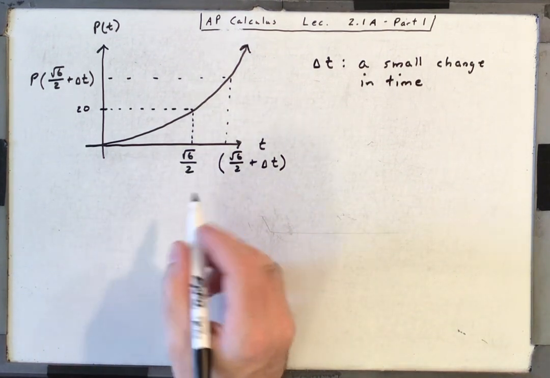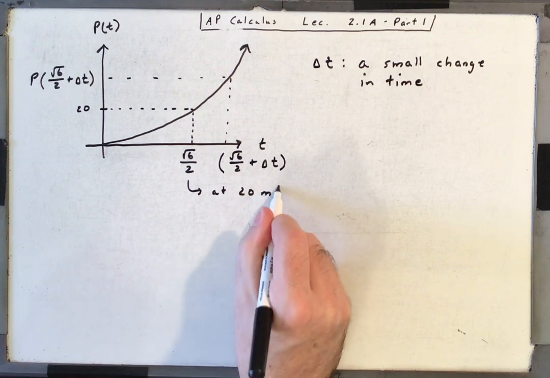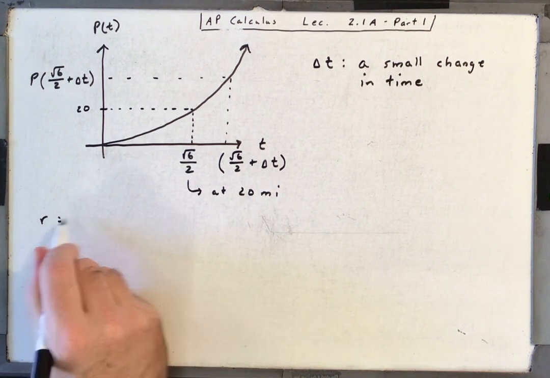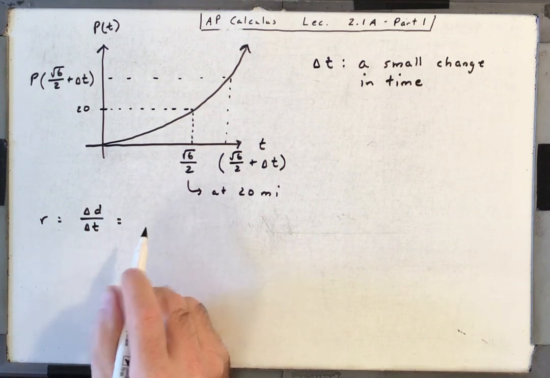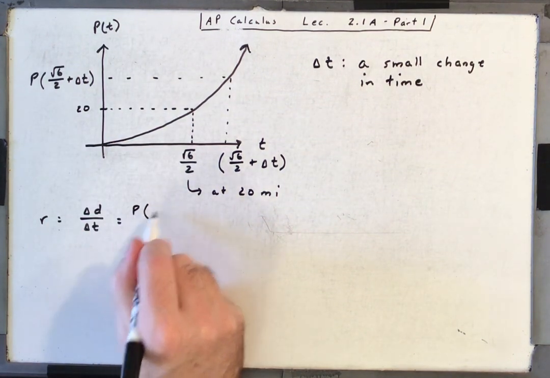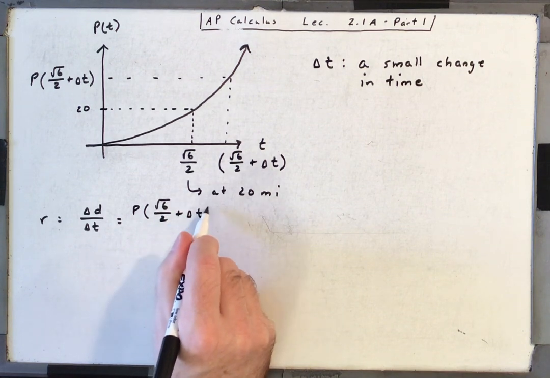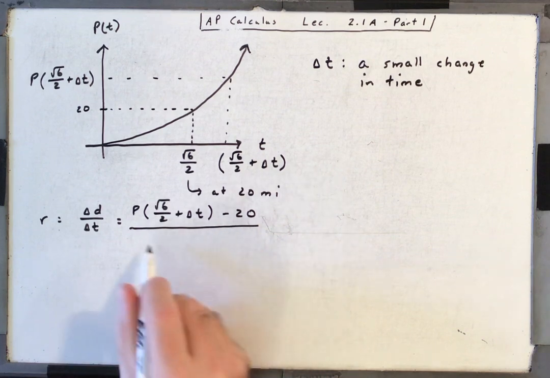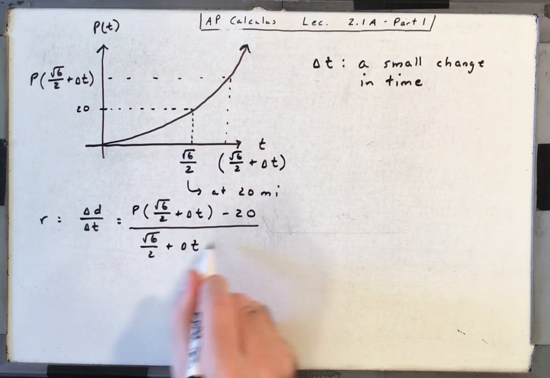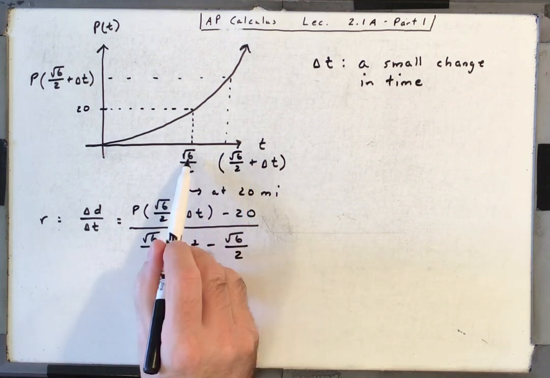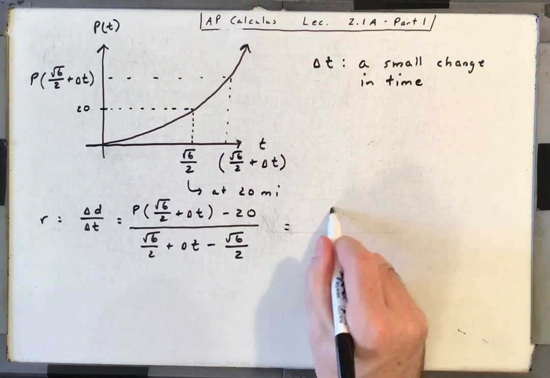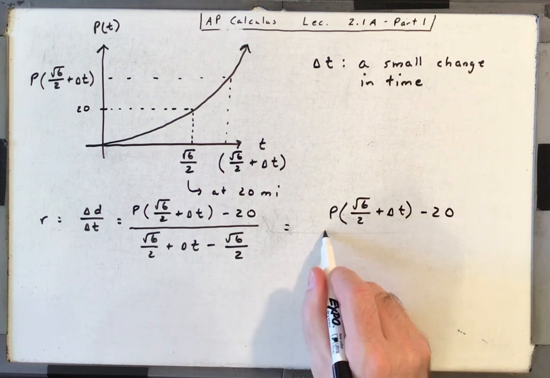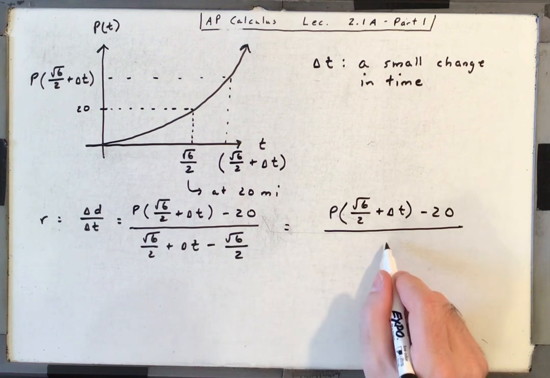Okay. So this, of course, is at 20 miles. And this is just a little over 20 miles. So we know that the rate is equal to the change in distance over the change in time. The change in distance is p of root 6 over 2 plus delta t, minus 20, over root 6 over 2 plus delta t minus root 6 over 2. So that minus that. That's p of root 6 over 2 plus delta t minus 20, which is going to be just a little bit over 20. And then the root 6 over 2 and negative root 6 over 2 cancel out, and you have delta t.